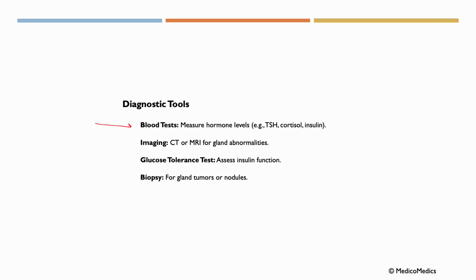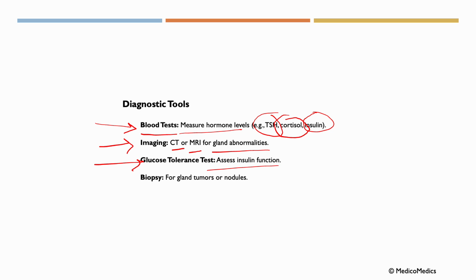Now then, some common diagnostic tools we use. We do blood tests to measure hormone levels like thyroid stimulating hormone, cortisol, insulin, imaging like CT or MRI for gland abnormalities, glucose tolerance tests to assess insulin function, and biopsy for gland tumors or nodules.